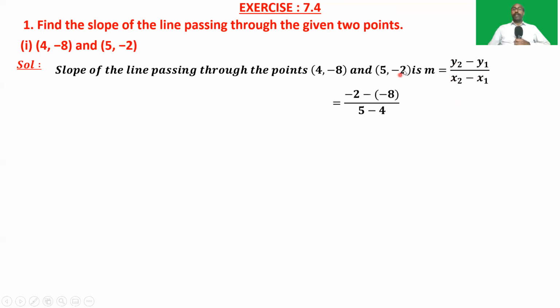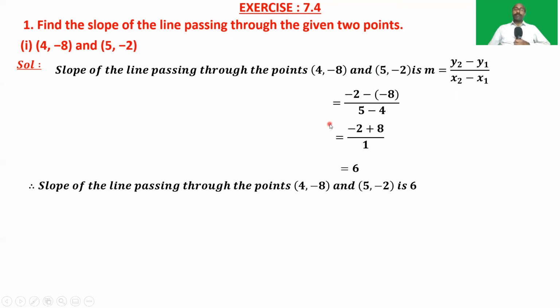So we get y2 minus y1, that is minus 2 minus of minus 8, by 5 minus 4. So minus of minus is plus, so we get minus 2 plus 8 by 1, that is 6. So the slope of the line passing through (4, -8) and (5, -2) is 6.